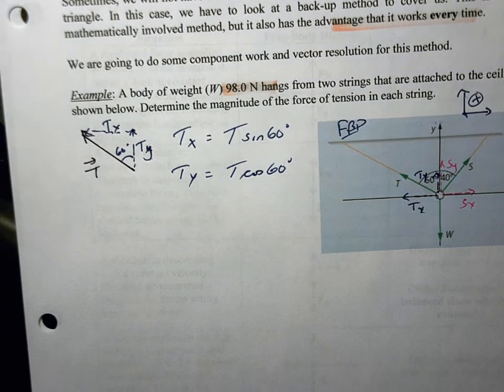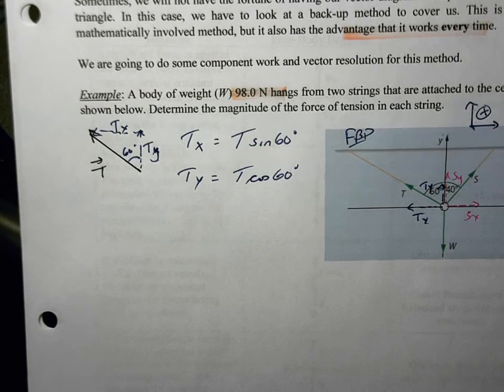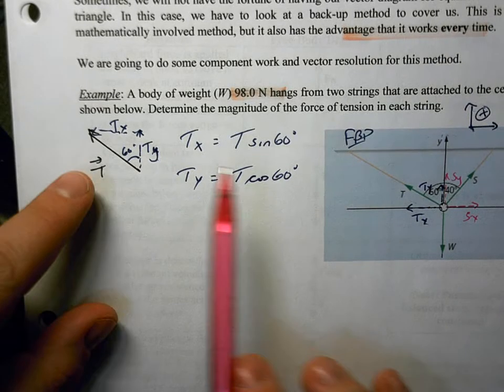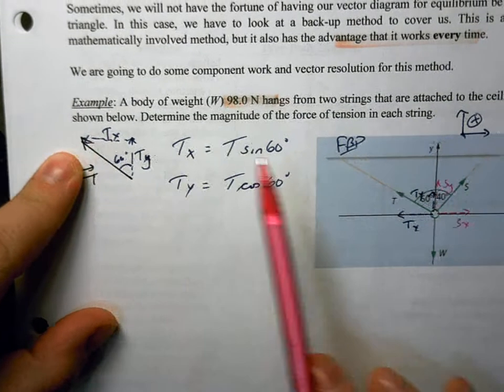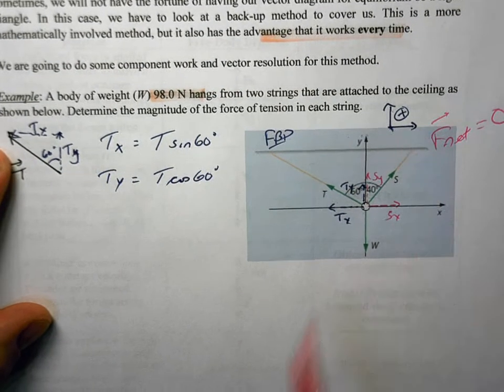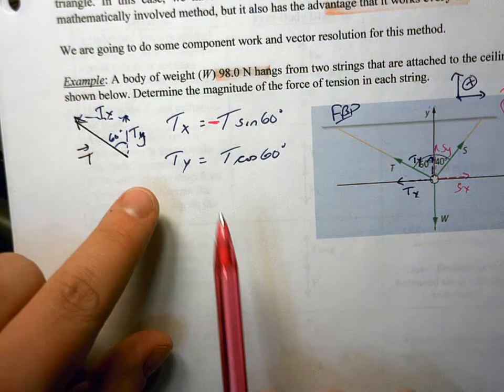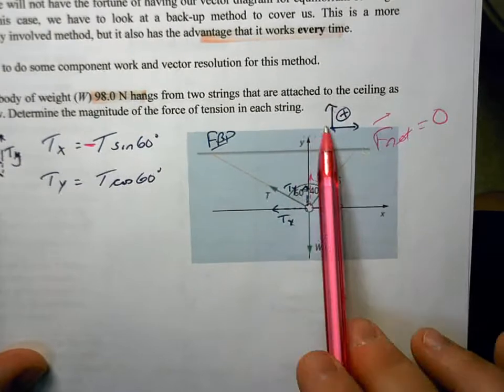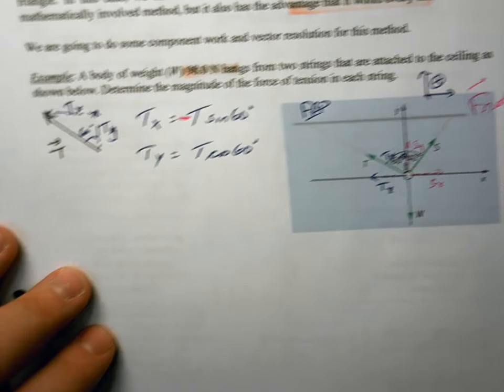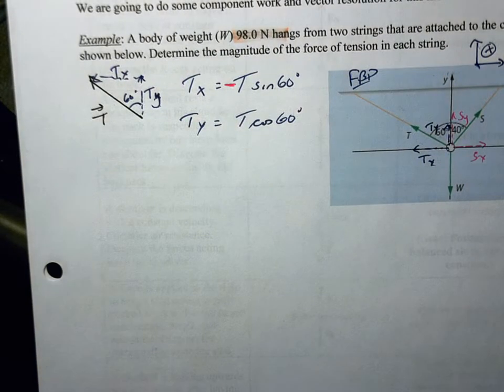But now that we're breaking things into components, we'd better be careful with directions. So Tx is going to point to the left, but we have called right positive. We must put that negative in there. Ty is pointing up. We've called up positive, so we can leave that alone, but we do have to make sure that negative is in there for Tx. Otherwise, it's going to make a mess of everything.